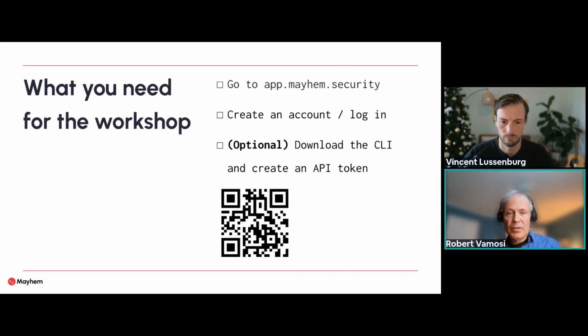Now, what you'll need for the workshop, Cody mentioned, there is a link that you can go to, or you can go to app.mayhemsecurity, and there you can create an account and log in. Optionally, you can also download the CLI and create an API token if you wish. I'm going to repeat this QR code later before we go into the actual hands-on workshop, so don't worry. If you want to get started, feel free.